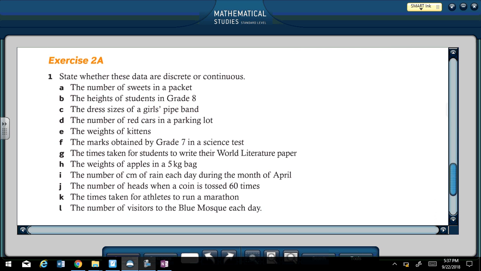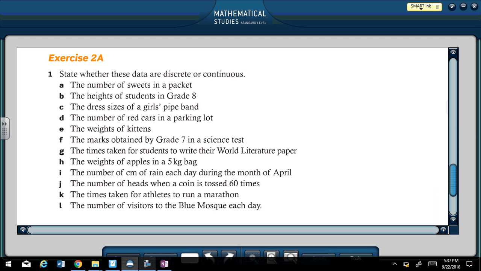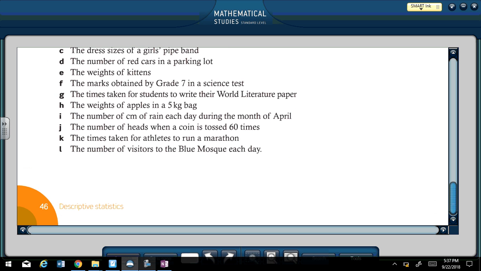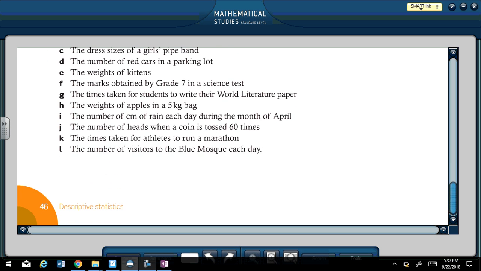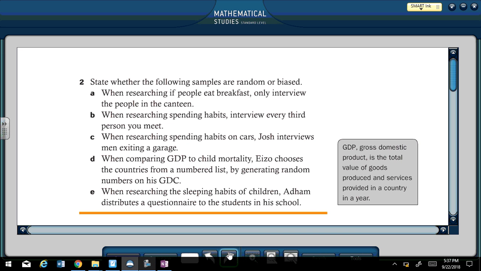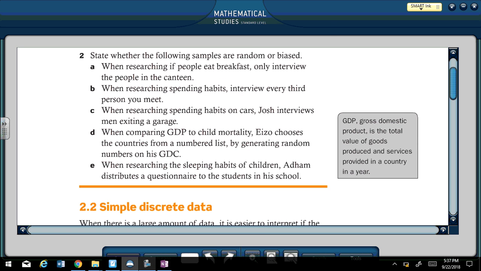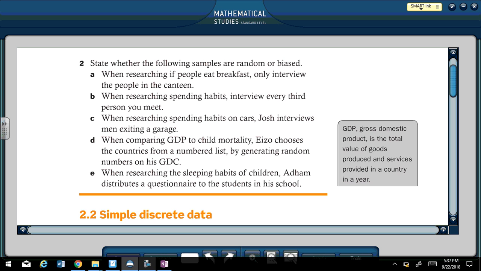So go ahead and stop and do exercise 2A. Okay, once you have completed all of these, move forward to number 2. Okay, and let me know if you have any other questions, but that's it for this first video.